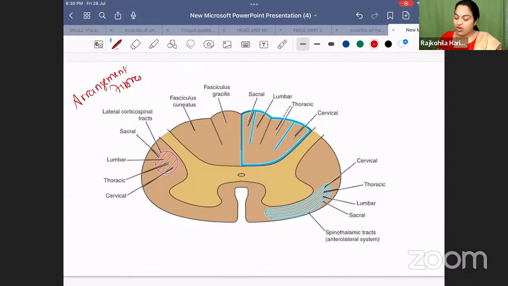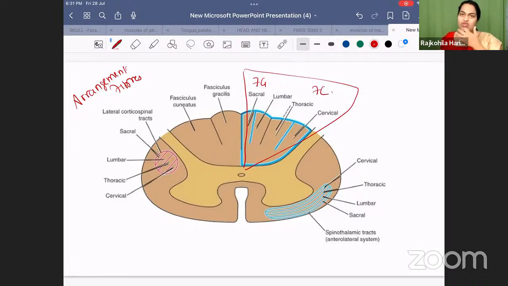Okay, so this is our dorsal column pathway, right? And you know, fasciculus gracilis is medial, fasciculus cuneatus is lateral. So here it's easy to figure out, right? Cuneatus is from the upper part of the body, so the lateral most will be the cervical. And the medial most is going to be the fasciculus gracilis, which is going to come from the lower limb. So the sacral segment will be more medial. So the arrangement of fibers from lateral to medial is going to be cervical, thoracic, lumbar, and sacral.